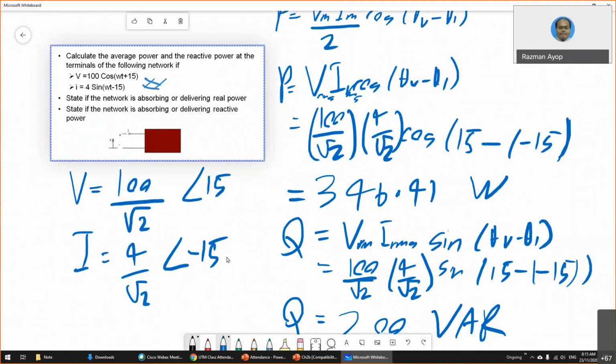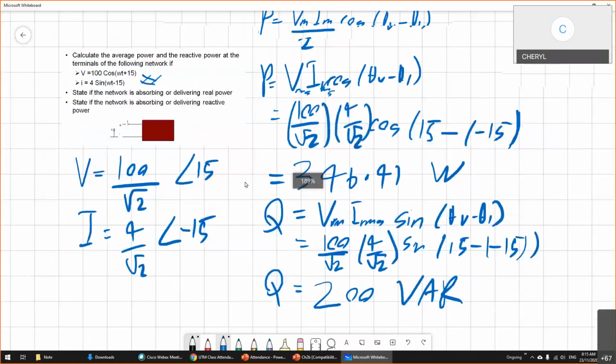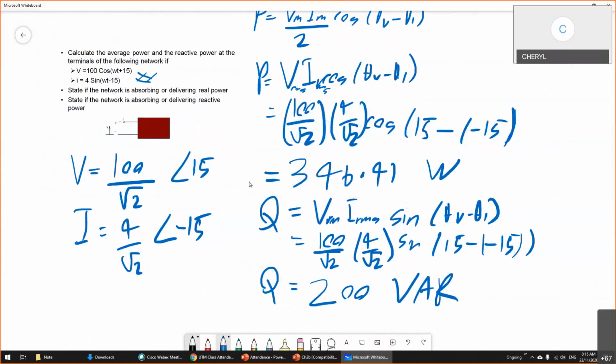Doctor, why do we not need to change the V and I into the same cos or same sign? Sin or cos, which one? Given V equals 100 cos, and then the I. Oh, sorry, I didn't see it. So for this case, you have to change it. Otherwise all of the calculation is wrong actually. So for this case, make sure you change it first. So be careful.